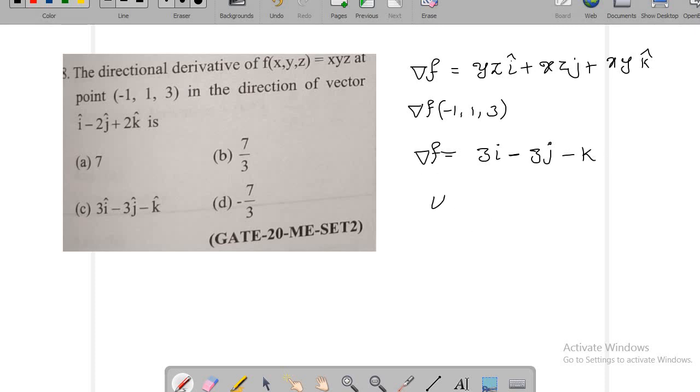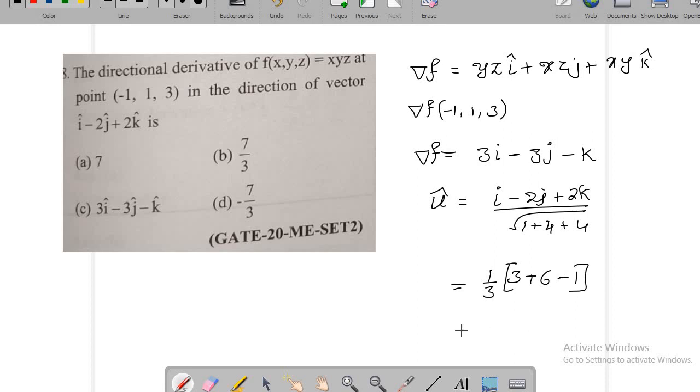Now let me see what is u cap. This is I minus 2j plus 2k divided by its length. So now when you take the dot product, 1 by 3 is the length. So 1 into 3, 3, minus 2 into minus 3, that is plus 6, and 2 into minus 1, minus 2. So I get 9 minus 2 by 3, so I got 7 by 3. Therefore 7 by 3 is the directional derivative.